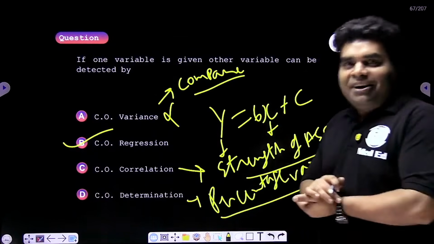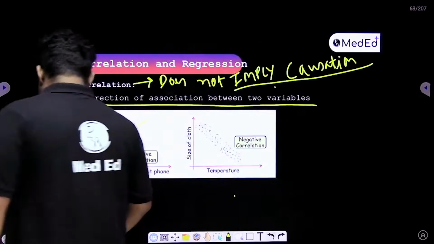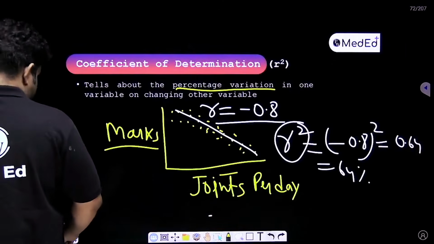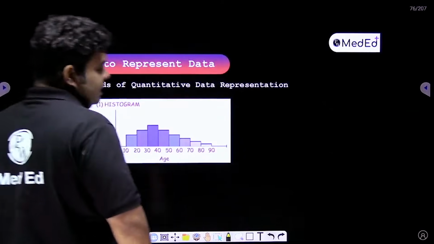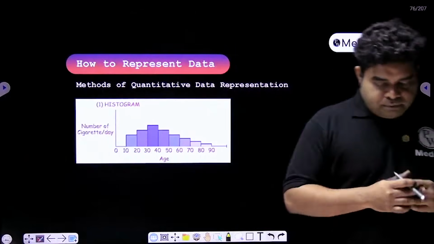I think if you read it like a story with such an example, you will never forget. Okay, so we have finished all the mathematical part of biostat, but in biostat there is also one very important concept: how to represent the data.